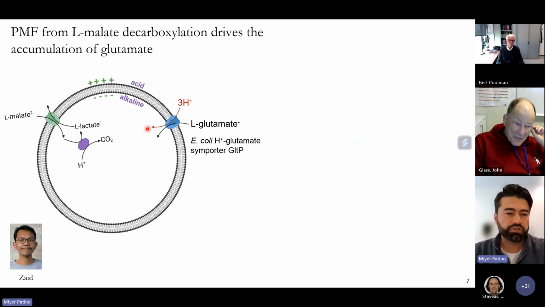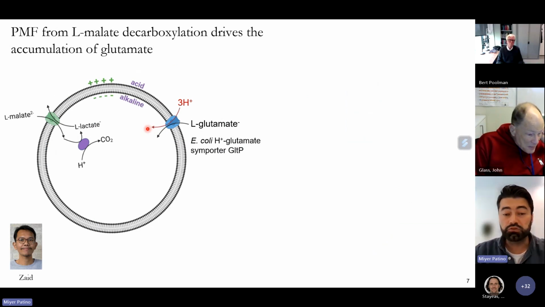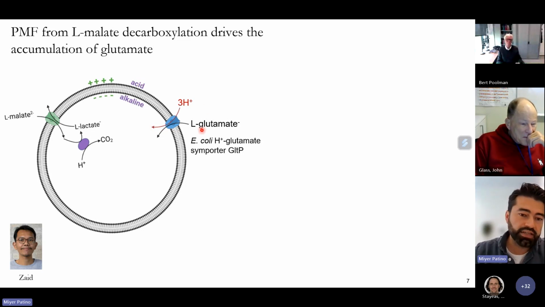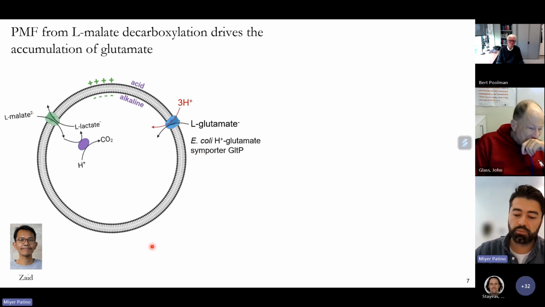But our goal was to actually provide nutrients to a synthetic cell, to a synthetic vesicle. So what we did was to incorporate another secondary transporter that uses the electrochemical gradient of protons to transport glutamate inside. This is called GltP, a proton glutamate symporter from Escherichia coli, and it's been studied by one of the members of our group.